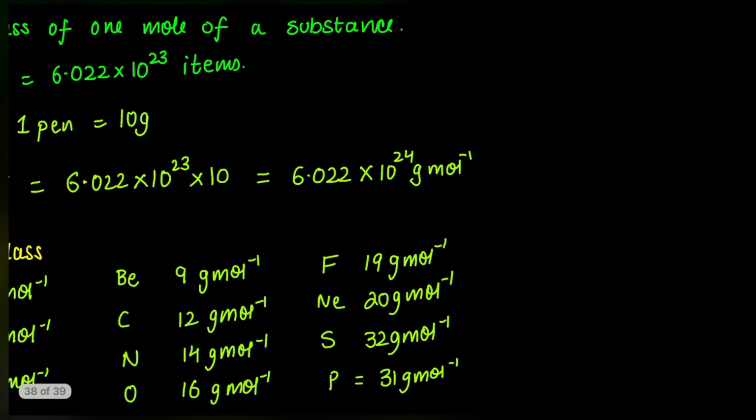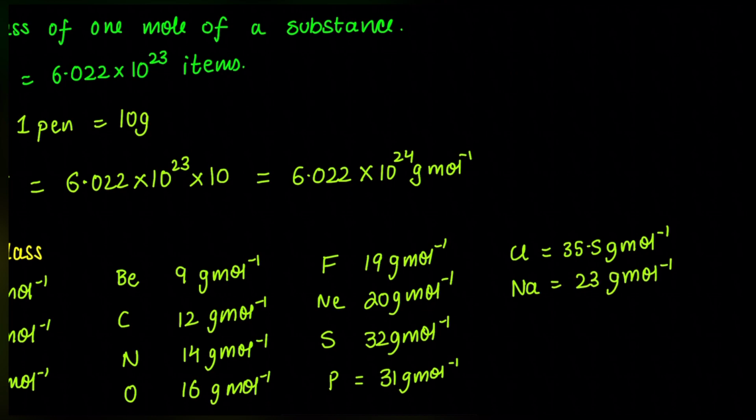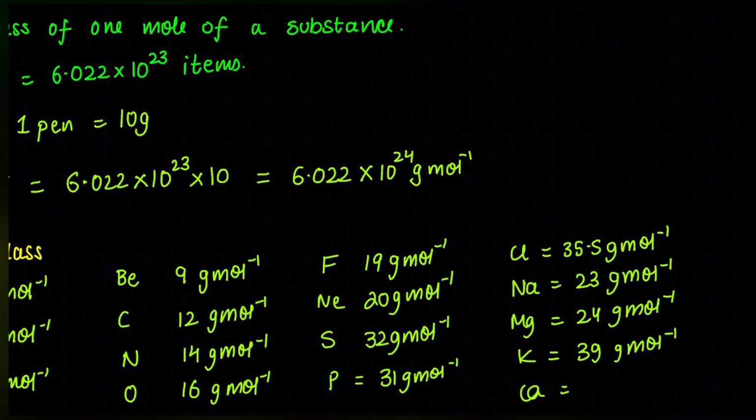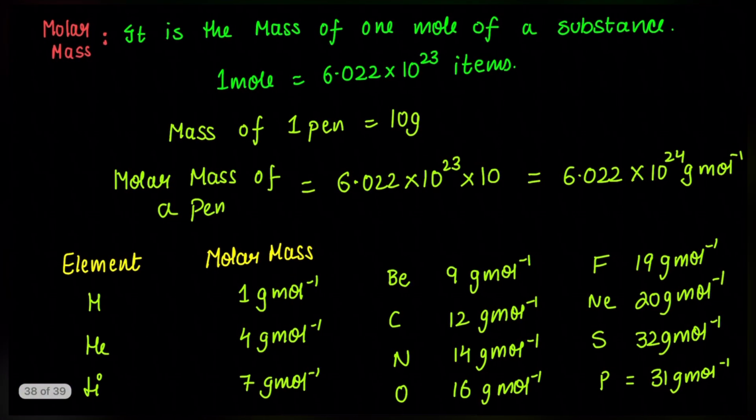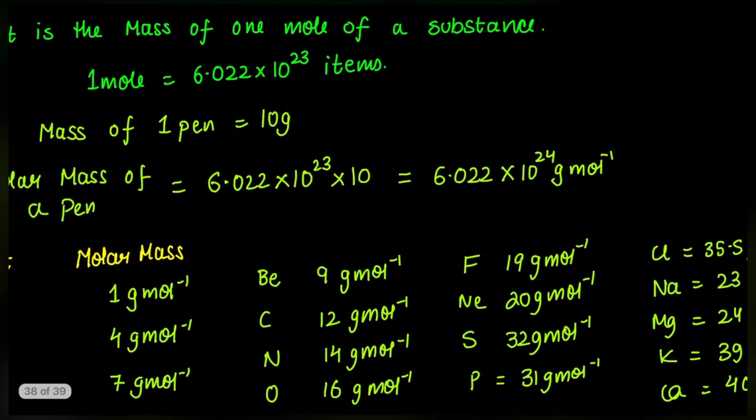Let's talk about some other ones too. For chlorine, it is 35.5 grams per mole. For sodium, it is 23 grams per mole. For magnesium, it is 24. For potassium, it is 39. And for calcium, it is 40. So that will be enough. These are the molar masses of some elements that will be useful in order to calculate the molar mass of a molecule or any chemical substance.